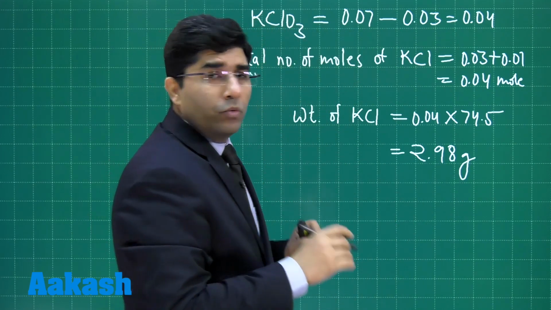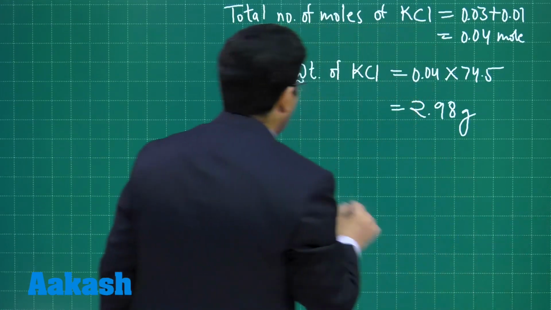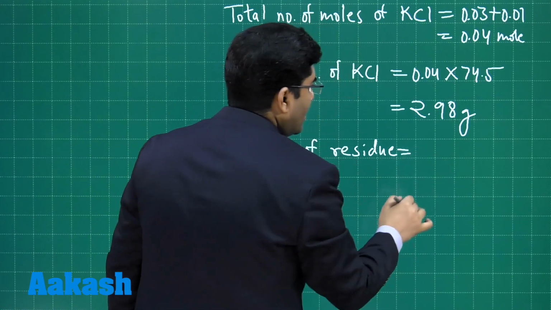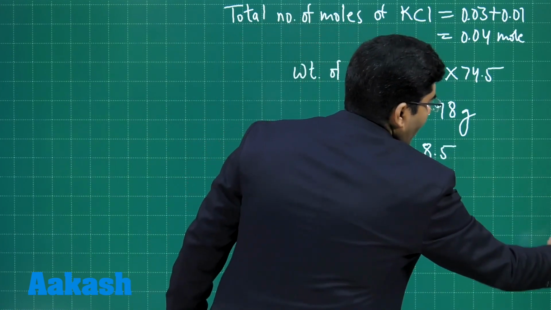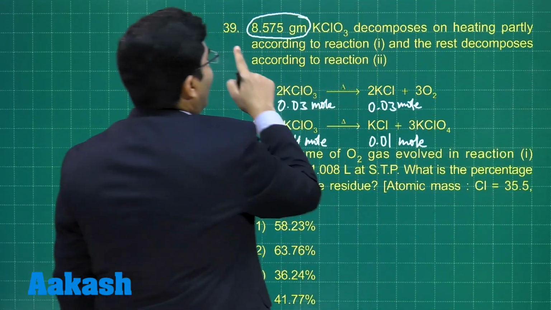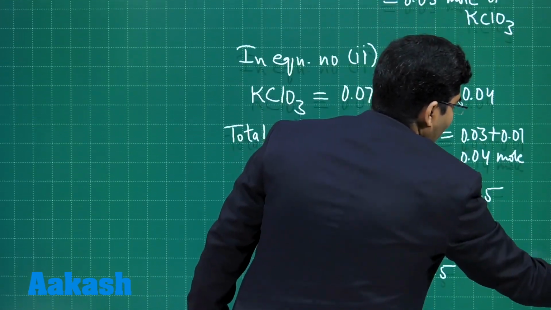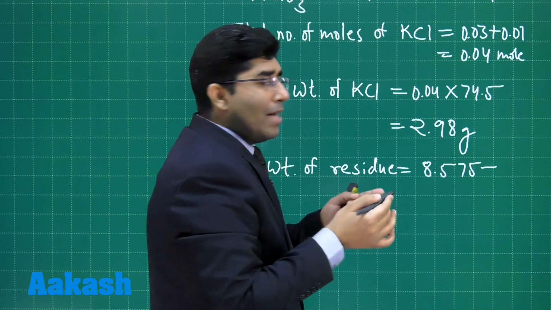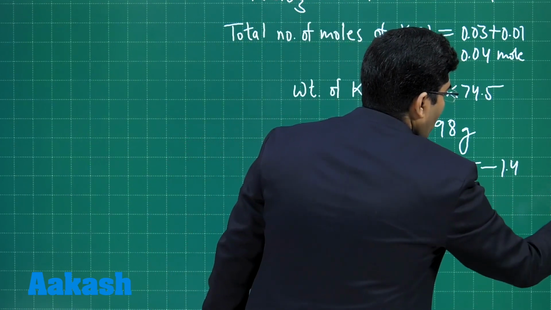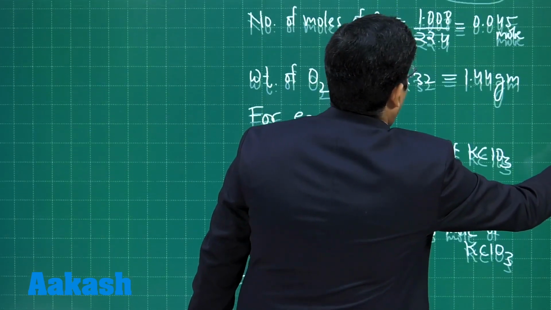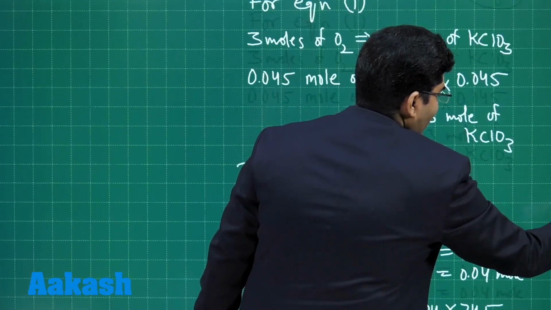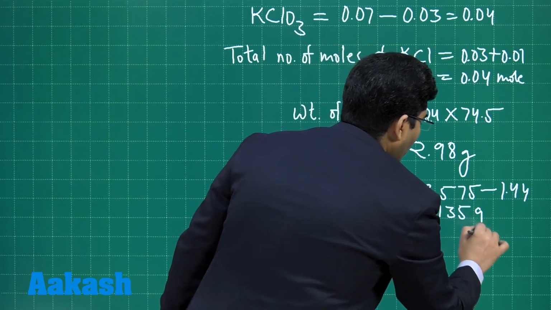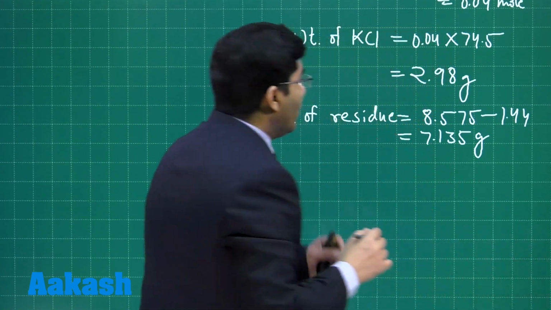Now we have to find out the weight of residue. So the weight of residue is the total weight, 8.575, this is the total mass, minus the mass of oxygen escaped. So it is 1.44 grams, that is the weight of oxygen that has escaped. So 8.575 minus 1.44 will give us 7.135 grams, right? So this is the weight of residue.